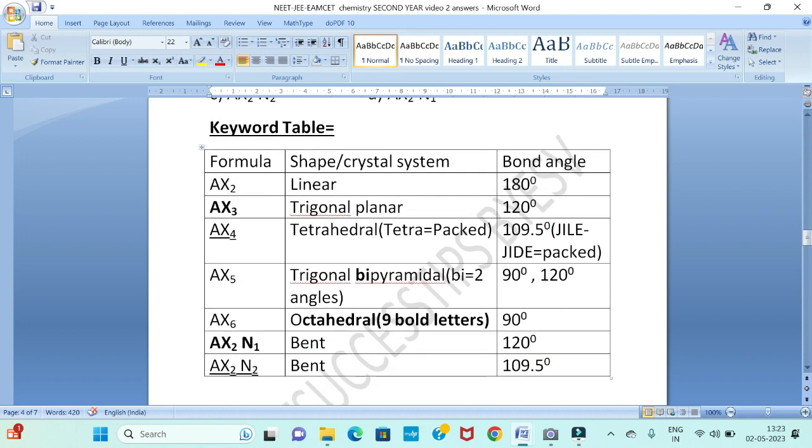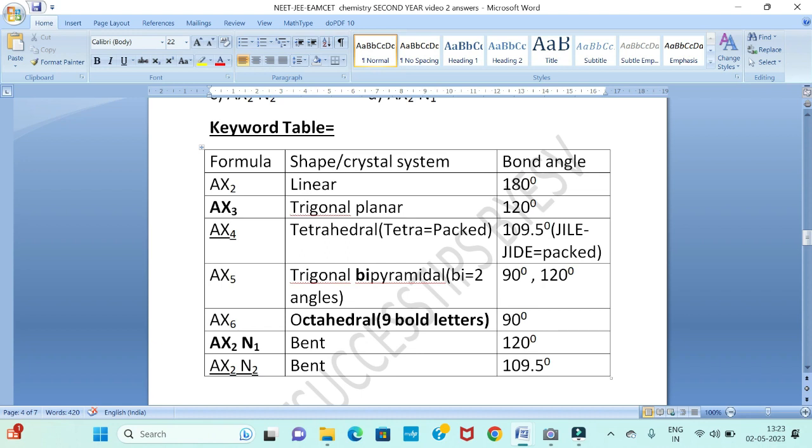After AXC, that is separate compounds. The model is different now: AX2N, AX2N2, 120, 109. Here both AX3, AX4. In the last, the subscript is 3. Here also the subscripts are 2 plus 1, 3. So if it is 3, 120, you have to take 120, 120.